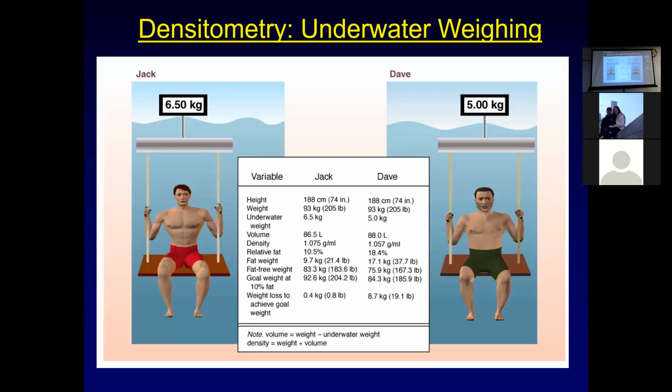This is relatively accurate. If you've got a tank and you can do it, probably within 2 or 3% of a DEXA scan, but you have to have the tank, you got to fill it up with water, people have to blow all the air out of their lungs, they got to be willing to let you dunk them underwater, and so it's become less and less popular as a thing to do. In the 80s and in the early 90s, this was kind of the way that exercise physiology departments assessed body composition.